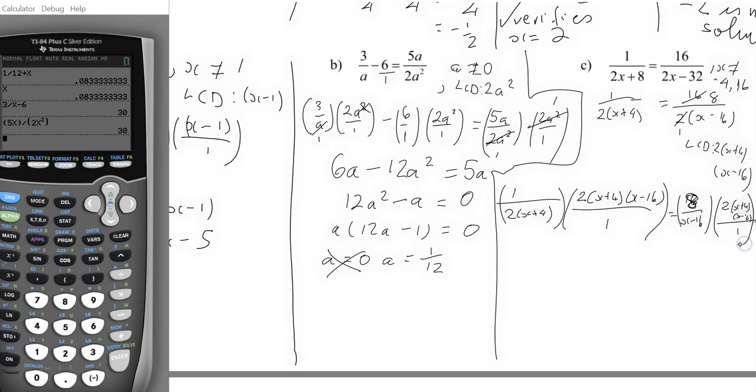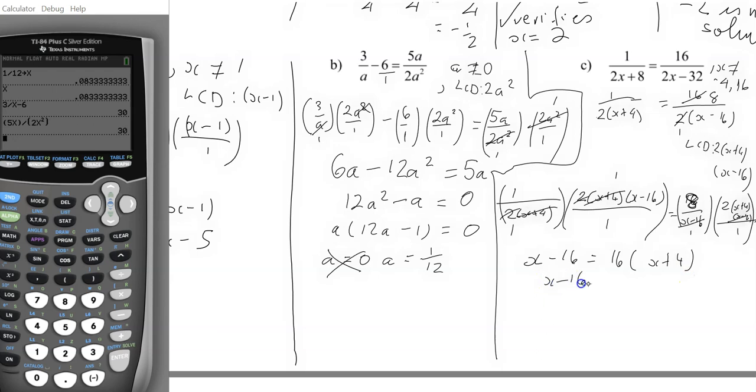I'm squeezing. So the x minus 16 takes out the x minus 16. The 2 and the x plus 4 cancel out. So what I'm interested in is that's a 1. That's a 1. That canceled. That's a 1. Okay, what have we got left? So over here on the left-hand side, we've got x minus 16. And here we've got 8 times 2, which will be 16, times x plus 4.